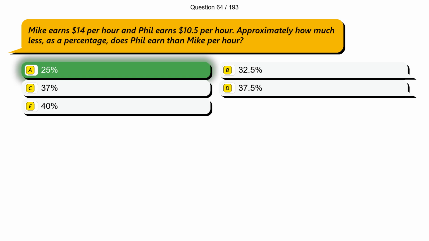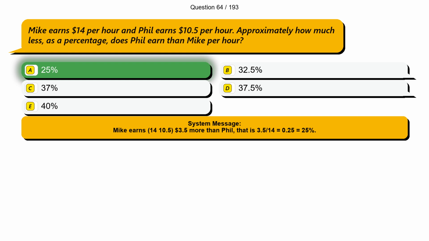The correct answer is option A, 25%. Mike earns $14, Phil earns $10.50, which is $3.50 more than Phil. That is 3.5/14 equals 0.25 equals 25%.